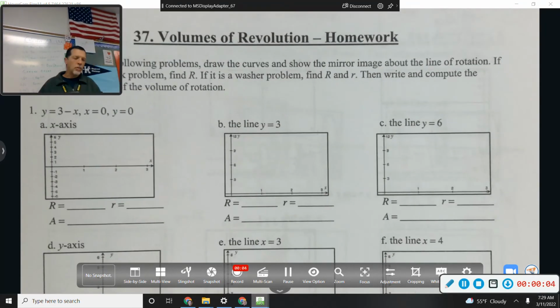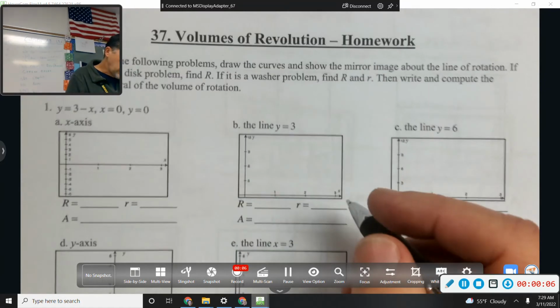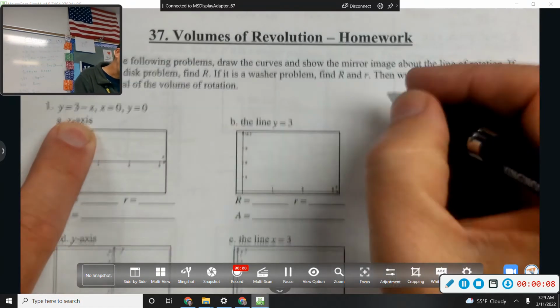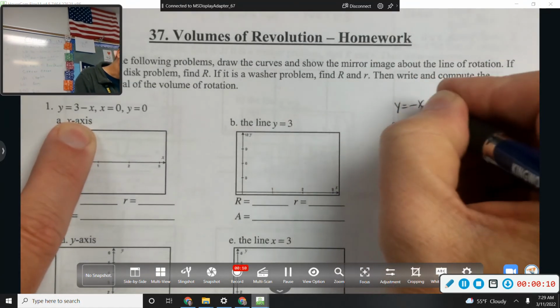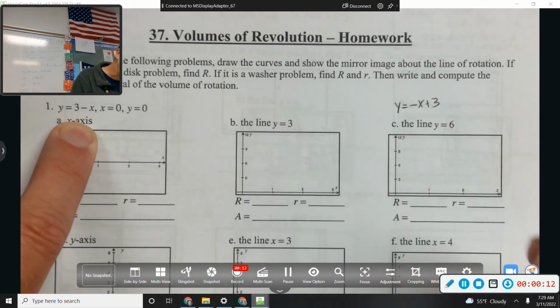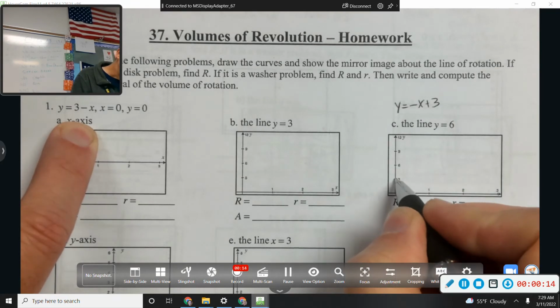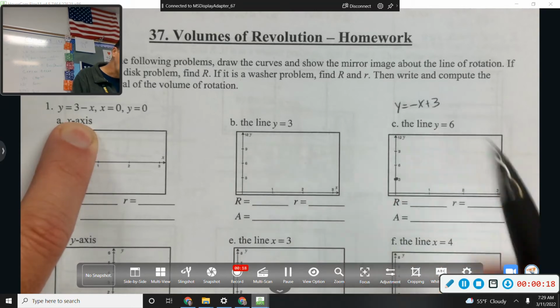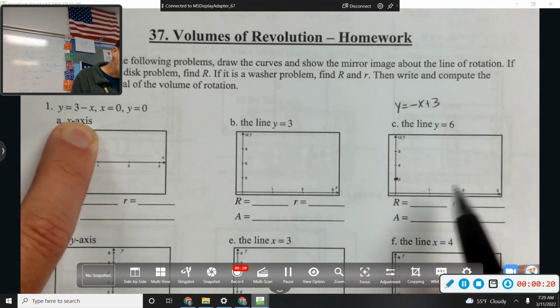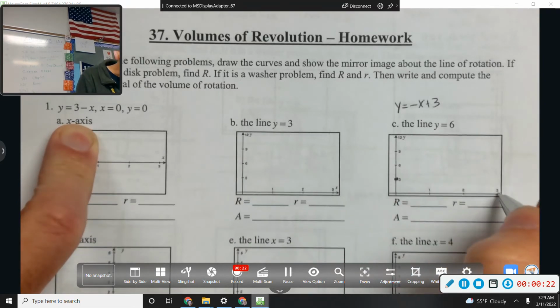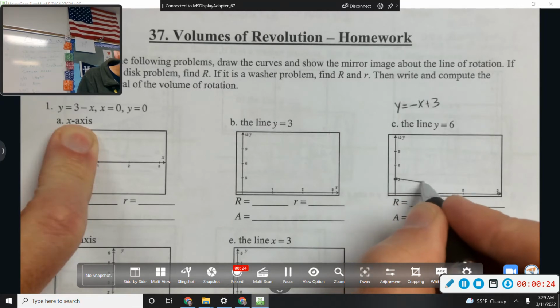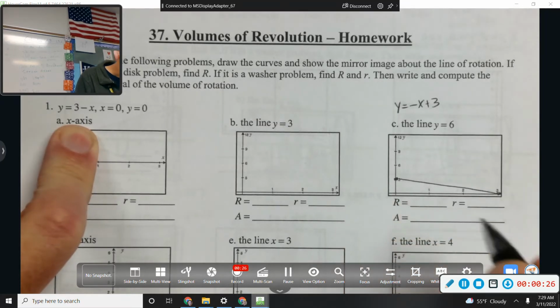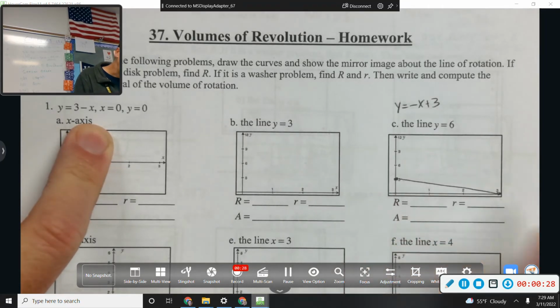So let's look at 1c. Y equals 3 minus x, or negative x plus 3 if it helps. So we start at a plus 3. Our slope is negative 1. So when we get to x equals 3, and then x equals 0, y equals 0. So this little triangle down here.